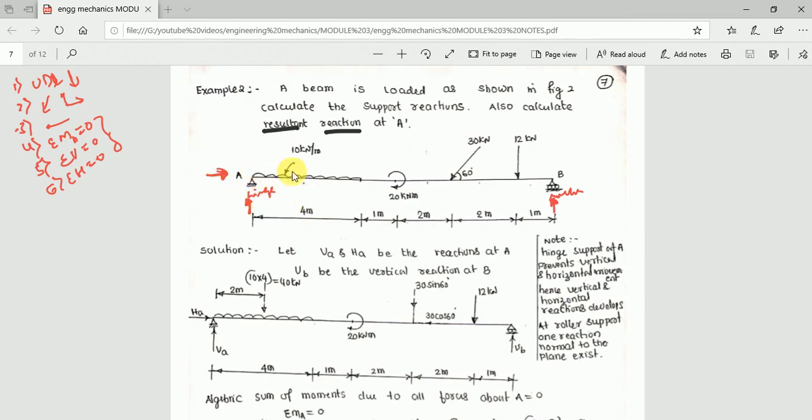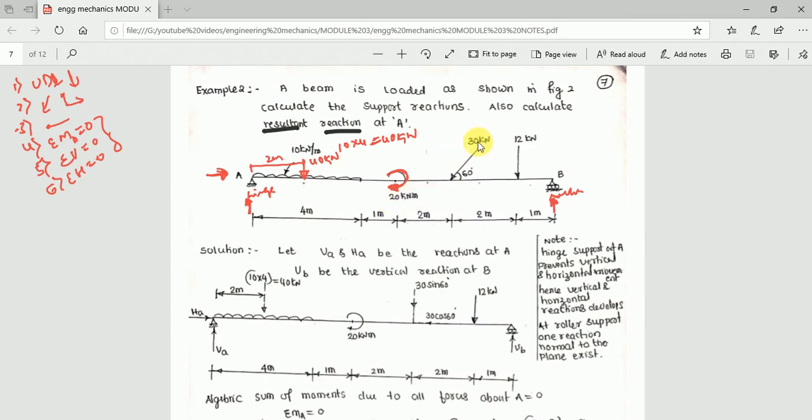Now see here, the length of the UDL is 4 meters and its intensity is 10 kilonewton per meter. So how to convert this? 10 into 4, so the total load is 40 kilonewton. Where will it act? It will act exactly at the midpoint of this UDL. The UDL is 4 meters, so it will act at a distance of 2 meters and the value will be 40 kilonewton. One more thing, a moment is already acting here. This is a clockwise moment.